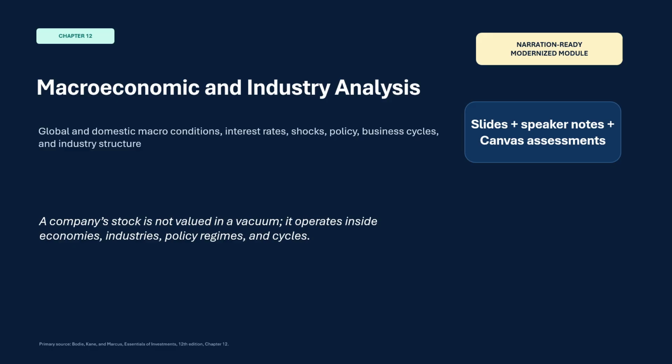Macroeconomics is the weather system. Industry analysis tells us which businesses brought an umbrella, which built a roof, and which are standing outside selling sunglasses.